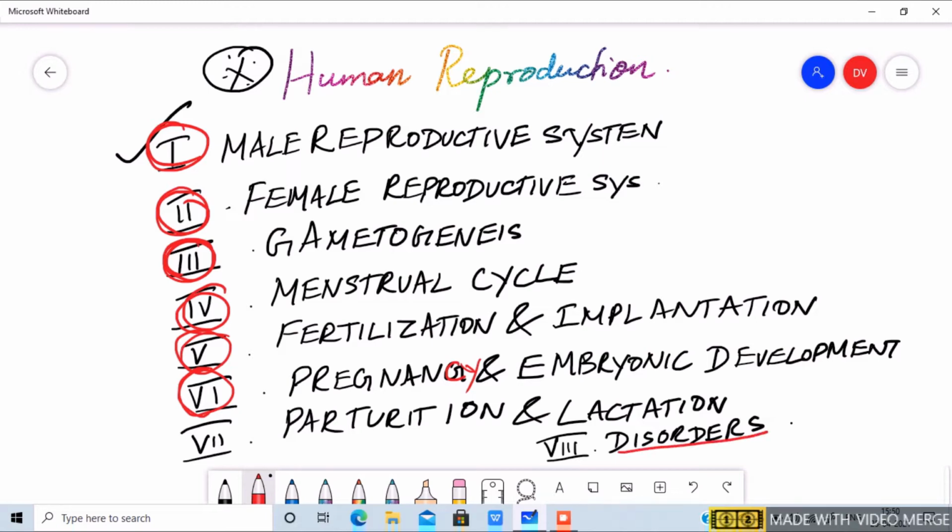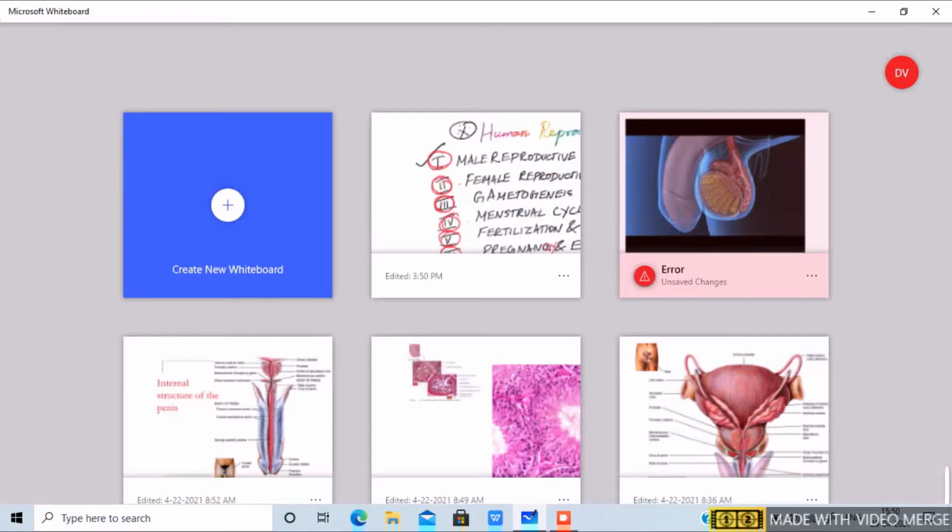As far as the disorders are concerned, whenever I teach you the respective systems, I'll also tell you the important ones to keep in mind there. Even so, in the last session we have a separate exclusive session where we'll be learning about the left-out disorders. Alright guys, with that note, let us begin the session.